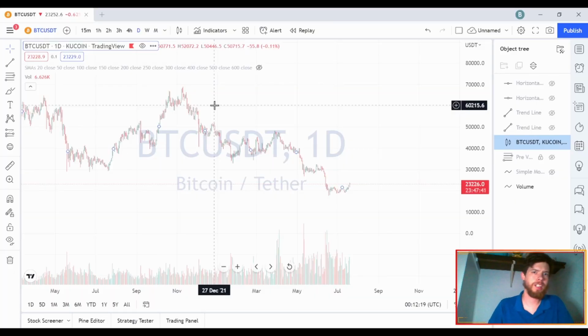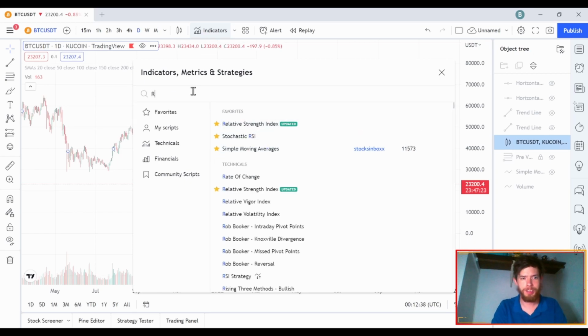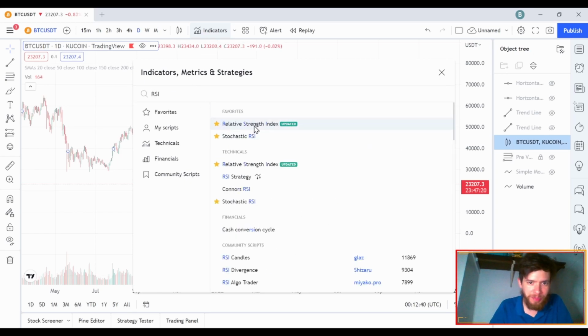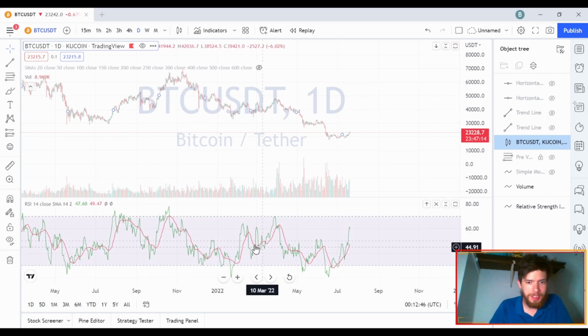In order to add RSI, all you have to do is click this Indicators button on top, and it'll open up this screen. You might not have favorites if you haven't used any indicators before, so you might not get anything right here like I have. But all you have to do is type RSI, and you'll see Relative Strength Index. Click that, and it adds it to your chart.